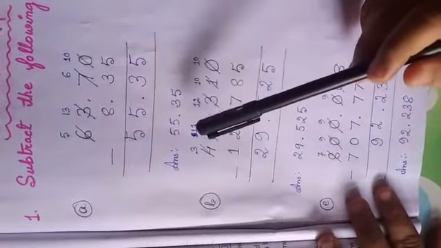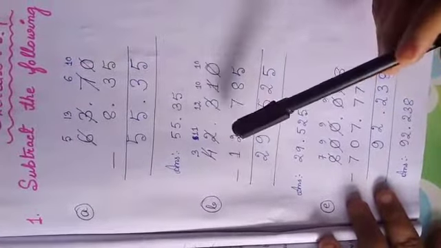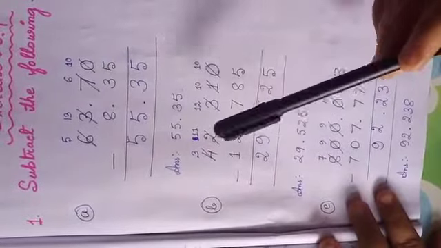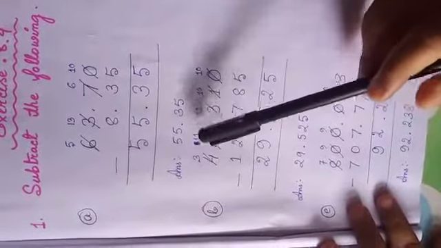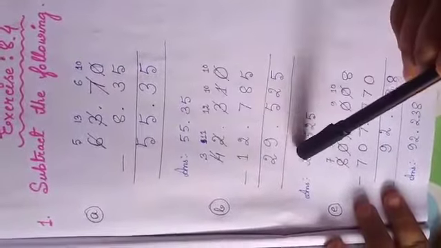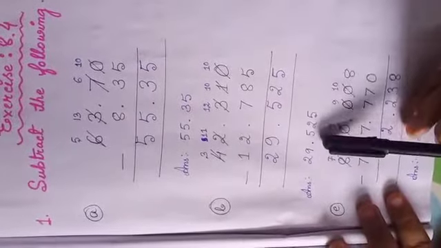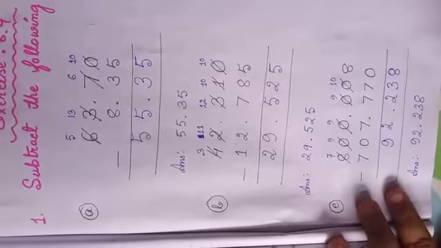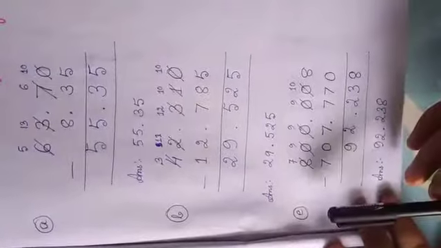Yes or not, children? So now it's 11. So 11 minus 2 is 9. And as you have borrowed 1 from the tens place, this 4 has become 3. 3 minus 1 is 2. So our result is 29.525. Okay, children? Okay.